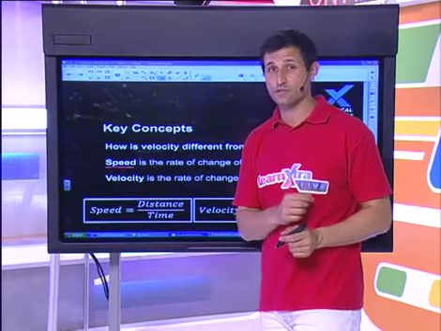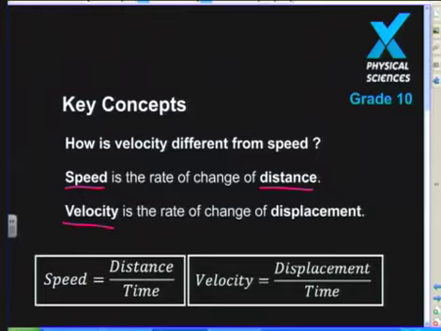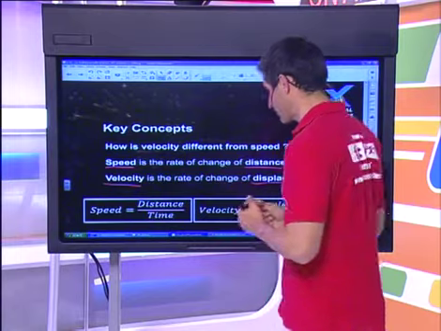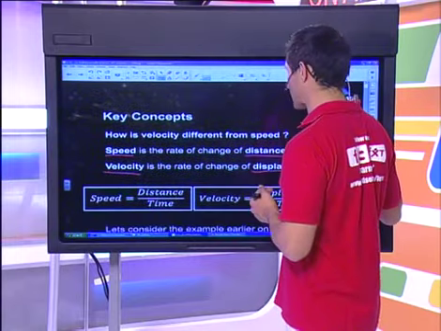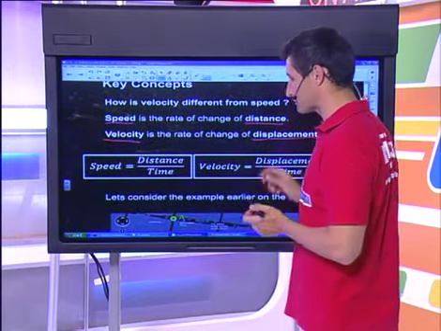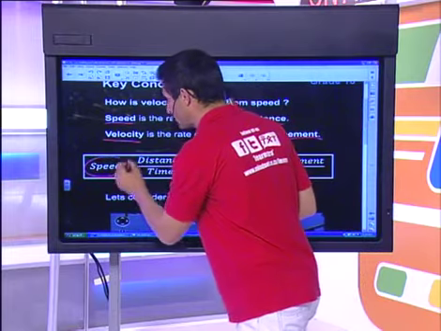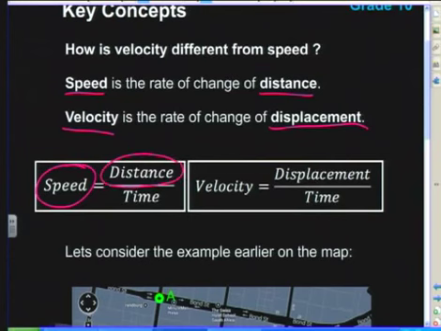Now, here we go. Here's the new word. Velocity is the rate of change of displacement, so slightly different. But because velocity uses displacement, it also becomes a vector itself. So let's take a look at the equations side by side and try and spot the differences. It says that speed is distance over time, whereas velocity depends on the displacement over time.